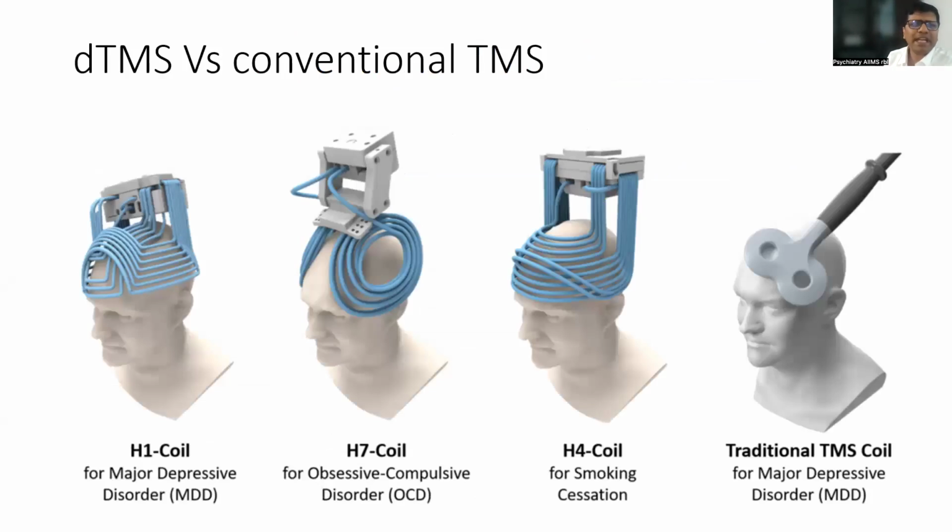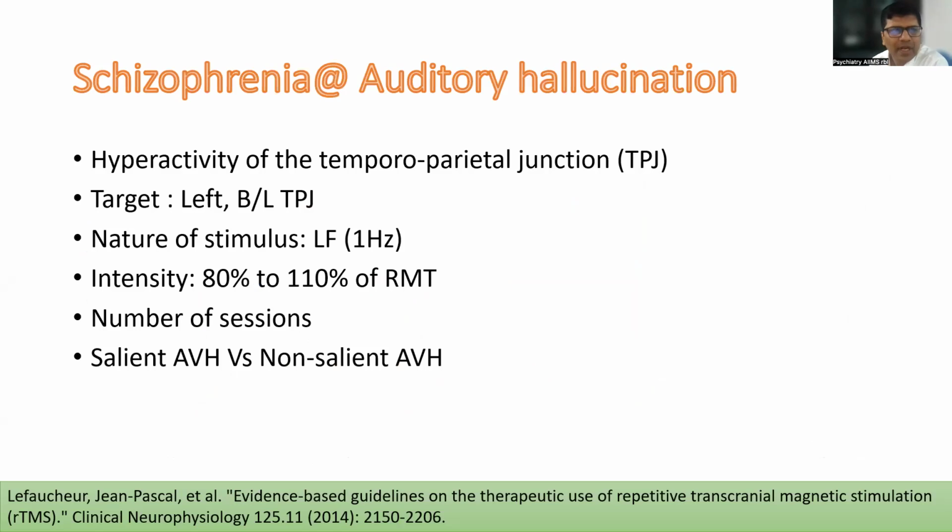Now for deep TMS, ma'am is going to talk about the advances of TMS. Deep TMS is one of the advancements in TMS procedures. The H1 coil is meant for major depressive disorder, the H7 coil is for OCD, and the H4 coil is for smoking cessation. Deep TMS gives better penetrability, around 5 centimeters. But if you are using a conventional TMS coil, the penetrability is limited to 2 to 3 centimeters.